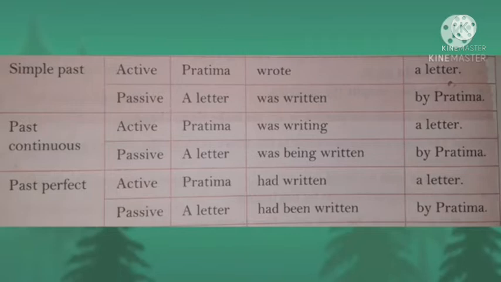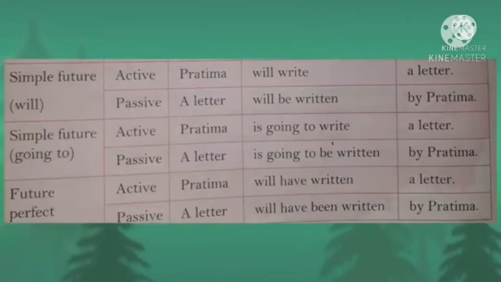Past continuous. Active: Pratima was writing a letter. Passive: A letter was being written by Pratima. Past perfect. Active: Pratima had written a letter. Passive: A letter had been written by Pratima. Simple future with will. Active: Pratima will write a letter. Passive: A letter will be written by Pratima.